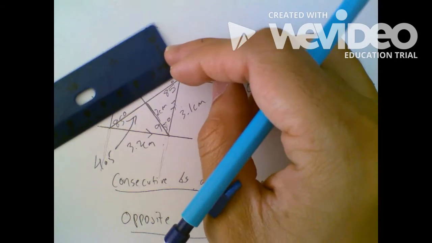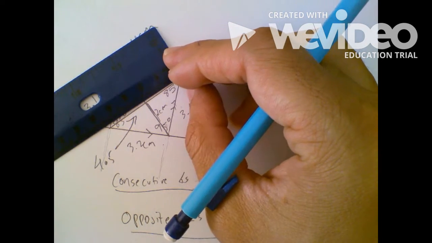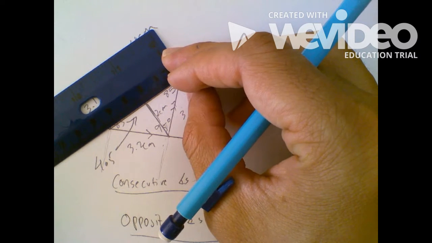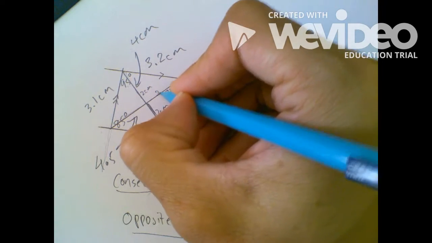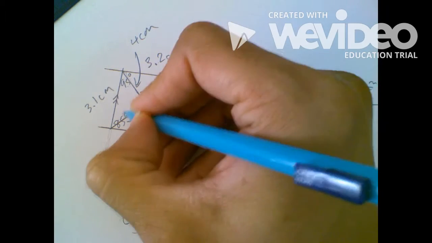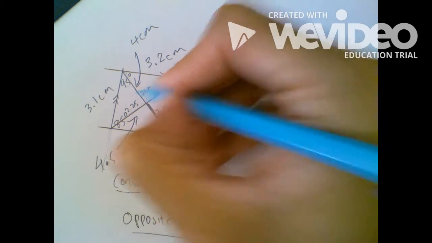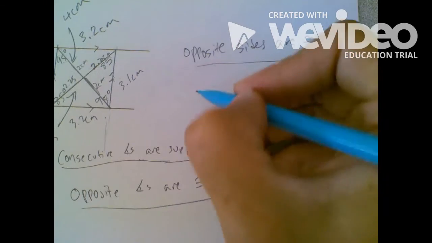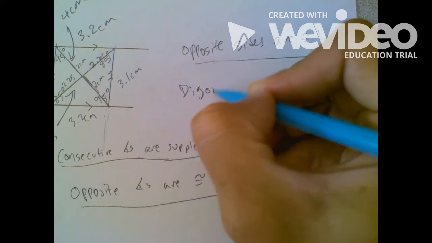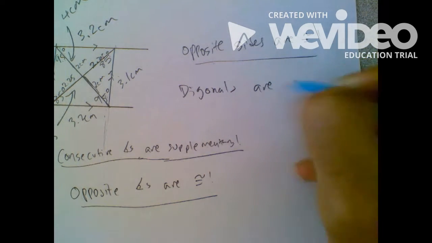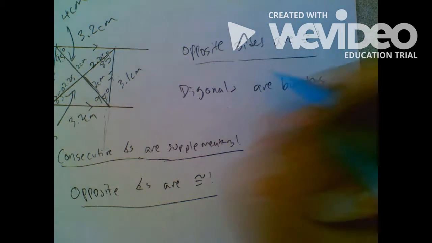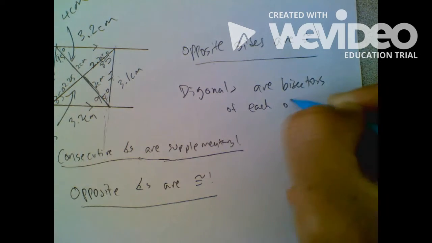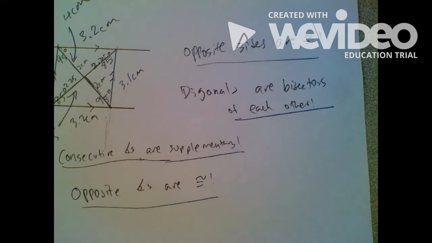Well, let's take a look at the other diagonal. Let's see if we see anything over there. That diagonal is about 2.25, which is half of 4.5. So we can notice that both of these diagonals are being bisected by each other. So that's our last property, that diagonals are bisectors of each other. So we have these properties of parallelograms.